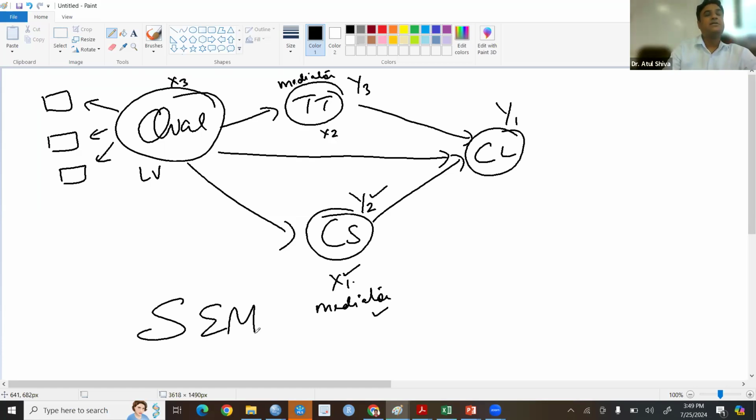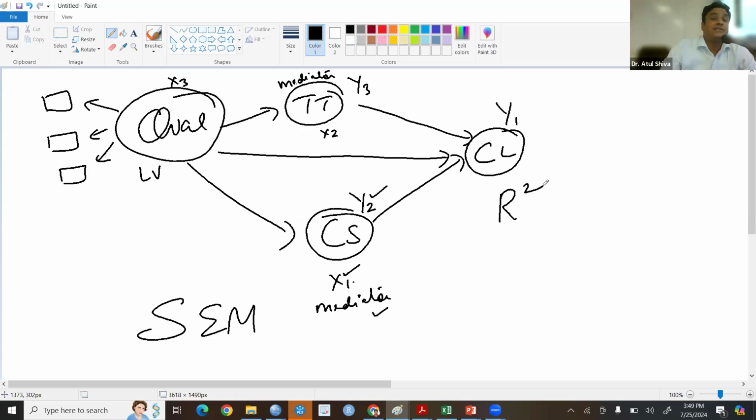SEM is nothing but higher order regression. You have to check that residuals are normally distributed. You have to check multicollinearity. These are the two things in a cross-sectional study which you have to report. Your focus is on the R square of loyalty.